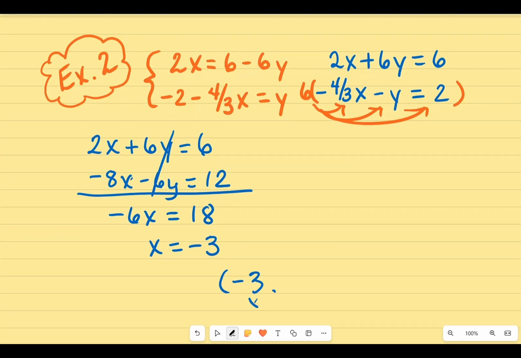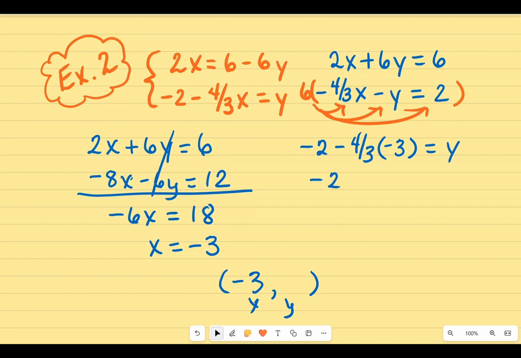And now I just have to find my y value. How do I do that? It does not matter, again, which one I substitute in for. I'm going to use this one since the y is already by itself. And so what I have is negative 2 minus 4 over 3 times the x, which is negative 3, and all of this is equal to y.